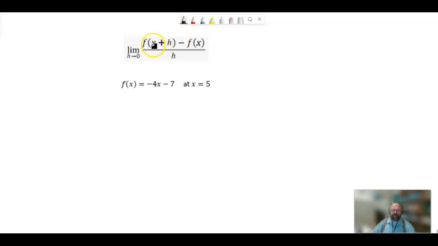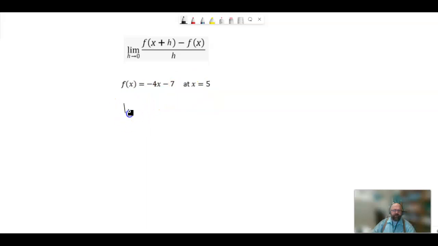Now sometimes you might see the x as an a. In that case you'll see at a equals 5. But just know that a and x are just placeholders for the x value in either case. It's the h that we always want to leave alone in the problem and then cancel out at the end. So let's take a look at how we can do this one here.